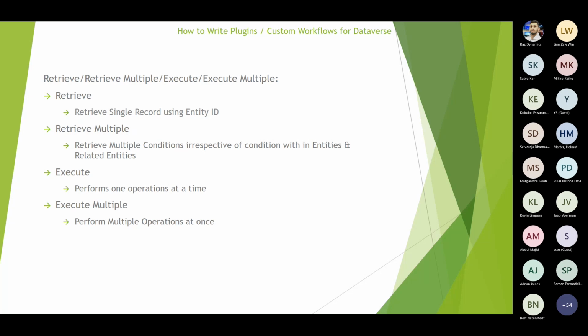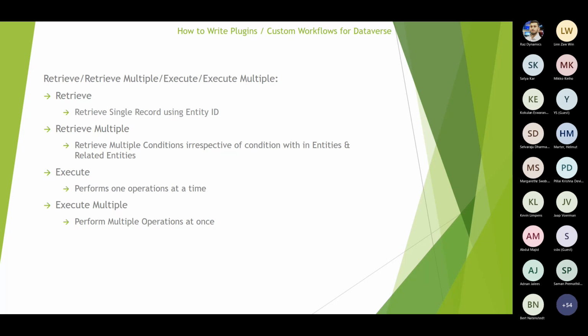Let's go with retrieve. For example, I have a contact entity and a contact GUID. If I pass the GUID, I can get the record. That is what retrieve is used for. The only condition we need for retrieve is the GUID. Without the GUID, we can't retrieve the record. This will return only one record at a time.